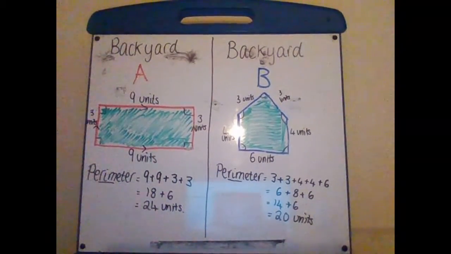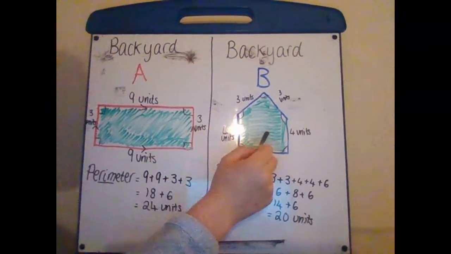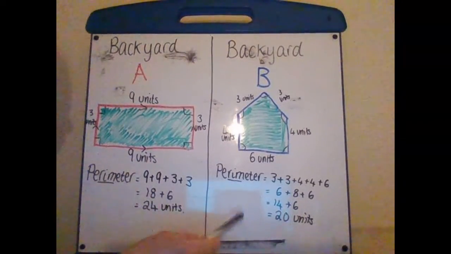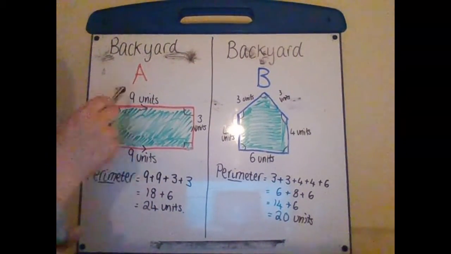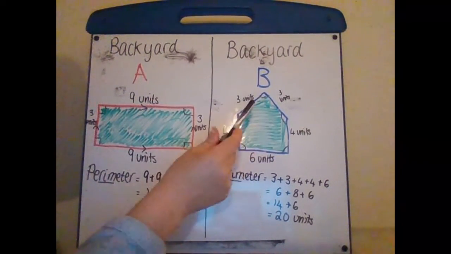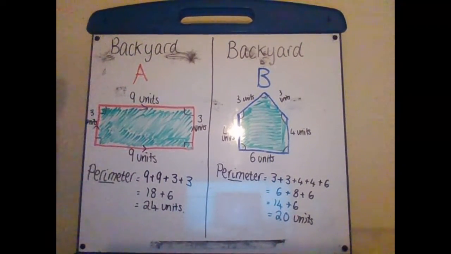So we can see that backyard B needs 20 units' worth of fence to go all the way around the grass area in the backyard. If we're comparing, backyard A needs a longer fence because it needs 24 units' worth of fence compared to backyard B, which only needs 20 units of fence to go around the outside, around the rim, around the boundary of the grass area.